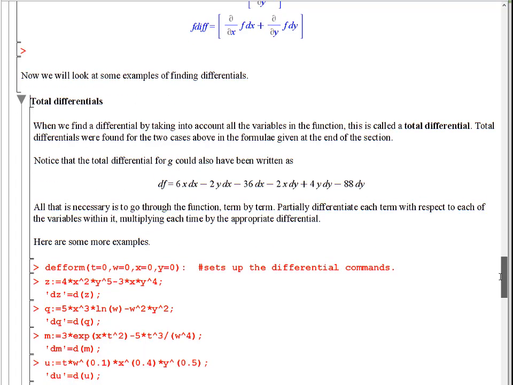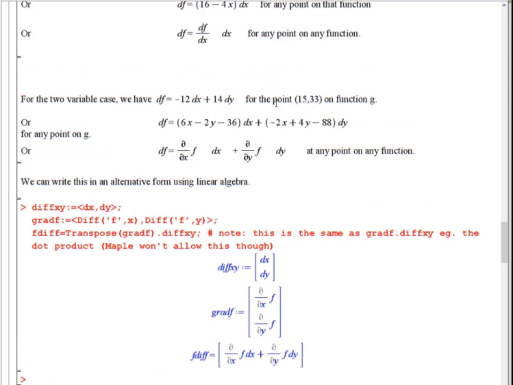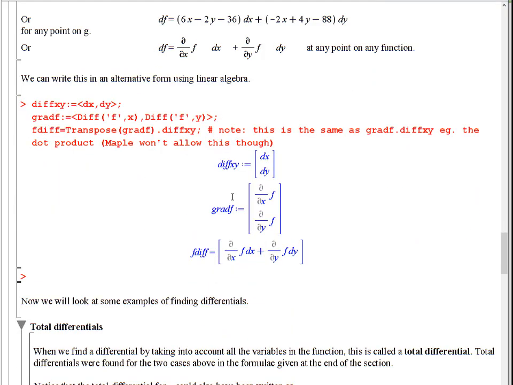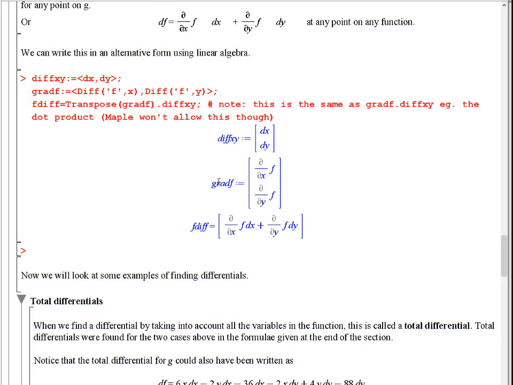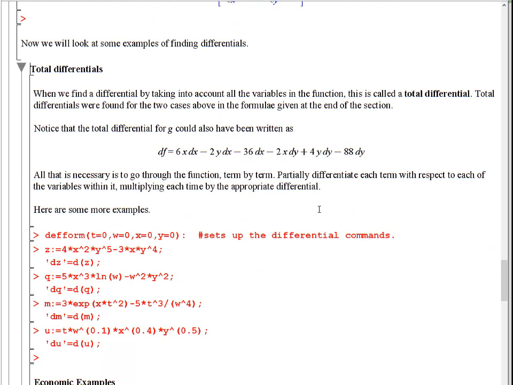So, when you find a differential, but you take into account all the variables in the function, that's called a total differential. And in the two cases above, the formulas that I gave you at the end were the total differential formulas. So this is the total differential, and this is the total differential. And here you've got the total differential given in the vector form, grad dot dx dy.